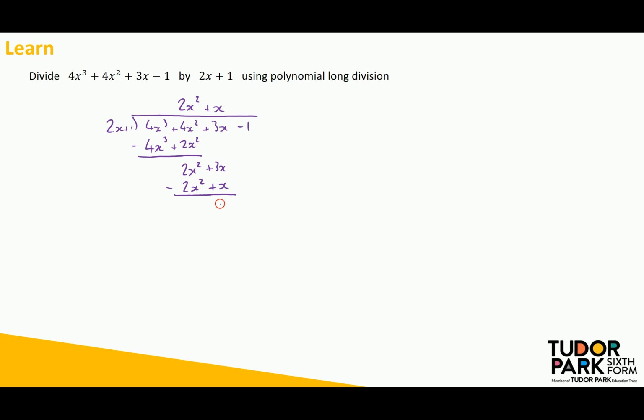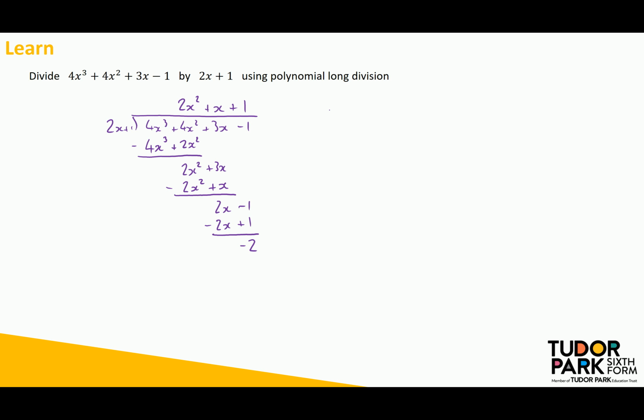Cancel 2x. Drop down my next term. 2x's into 2x. Well, that's 1. Multiply by 1 and I've got 2x plus 1. Subtract. Oh dear. Well, not oh dear. We're not always going to get a situation where we have a remainder of 0. Sometimes we do have remainders. The question is, how do we express this?